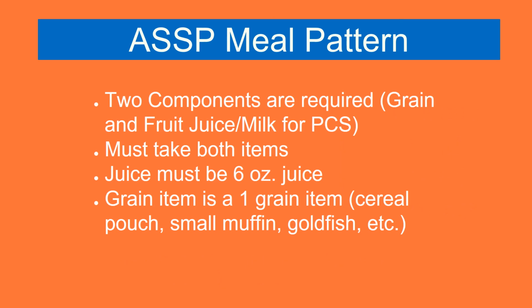SSP meal pattern. Two components are required: grain and fruit juice or milk for PCS. You must take both items. Juice must be a 6 ounce juice. Grain item is a 1 ounce item: cereal pouch, small muffin, goldfish, etc.